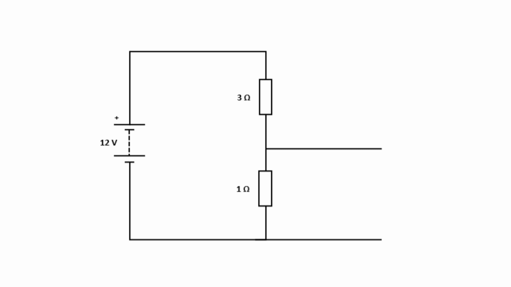In this example, the total resistance is 4 ohms, so the bottom resistance is 1/4 of the total resistance, so it must have 1/4 of the total PD, which is 3 volts. The remaining 9 volts must drop across the top resistance.